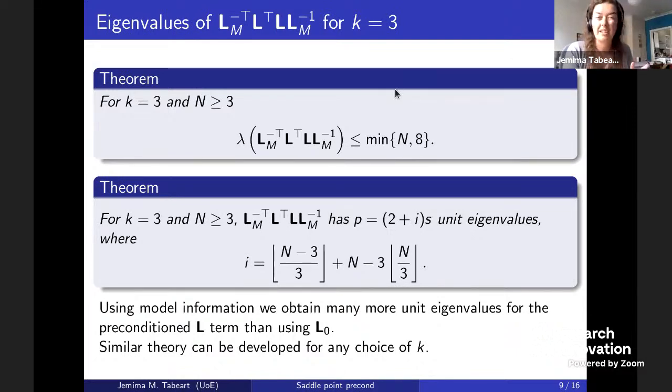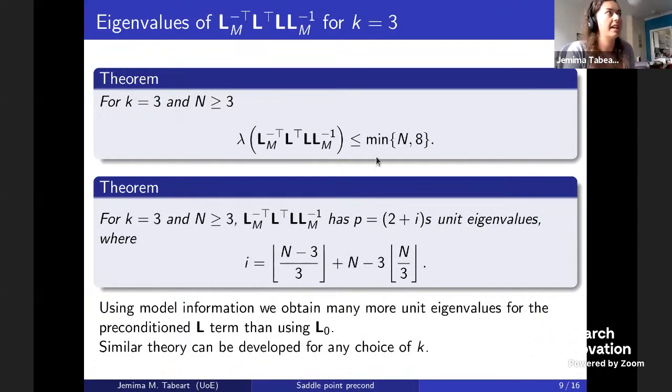However, we also have some really beneficial properties in terms of unit eigenvalues. If we use this preconditioner with some model information, we're going to get many more unit eigenvalues than we'd expect in the case where we're using the identity. We have at least 2 times the number of state variables, and we have some additional ones coming in which depend on the number of blocks that we have. Basically, as we increase the number of blocks, this value is going to increase. So this is really promising for a preconditioner.